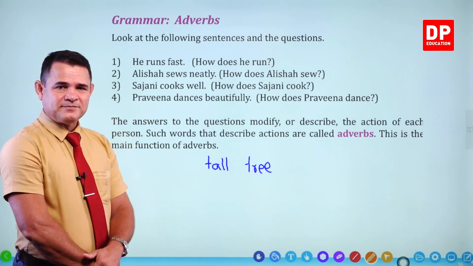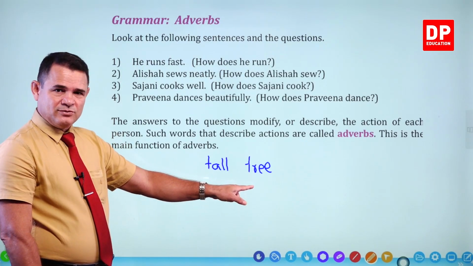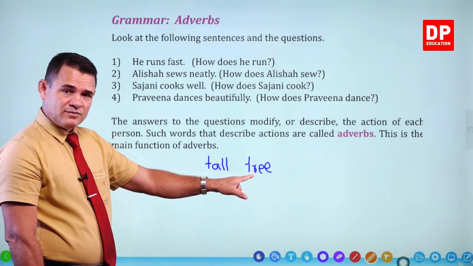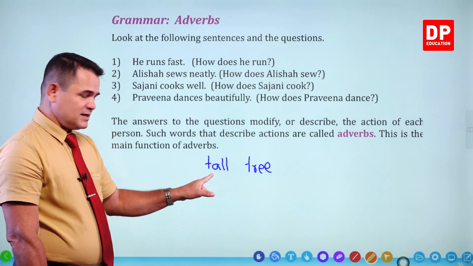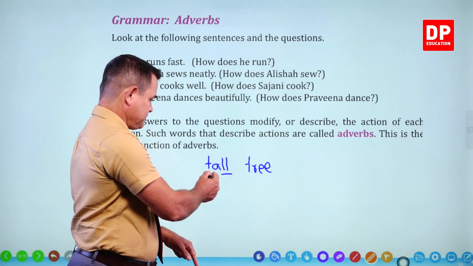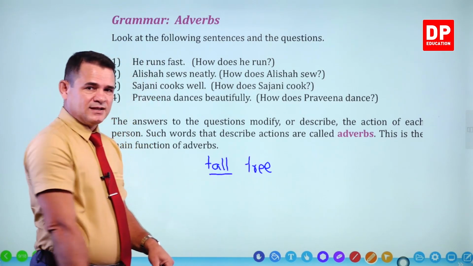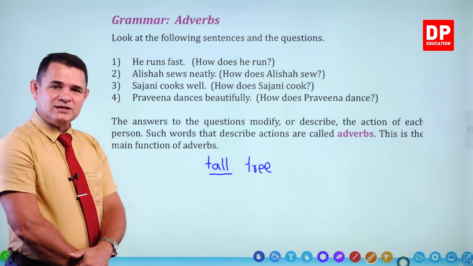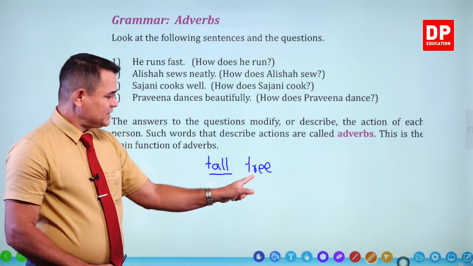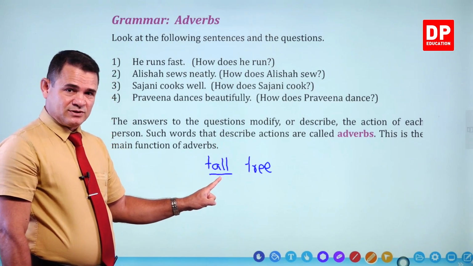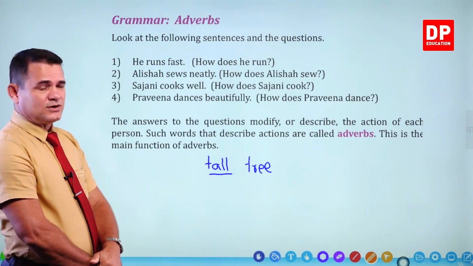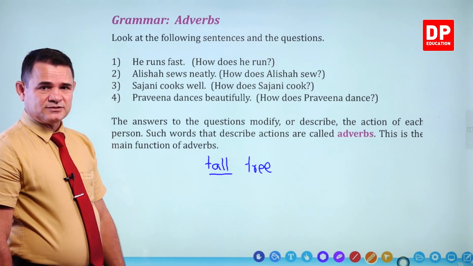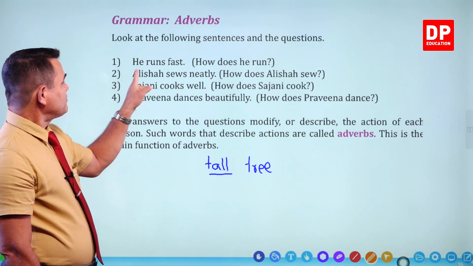Now if you get like this, tall tree. Tree is a noun. Tall describes this noun. මේ නාමපදයේ විස්තර කරන වචනය එතකොට මෙන්න මේක. මේකෙන් කියන්නේ මේ නාමපදය ගැන. So we call this an adjective. මේකට අපි කිව්ව adjectives කියලා. ඒ වගේ නාමපදයක් විස්තර කරන වචනේ adjective නම් අපි බලමු adverb කියන්නේ මොකක්ද කියලා. Look at the following sentences and the questions. බලමු. He runs fast.